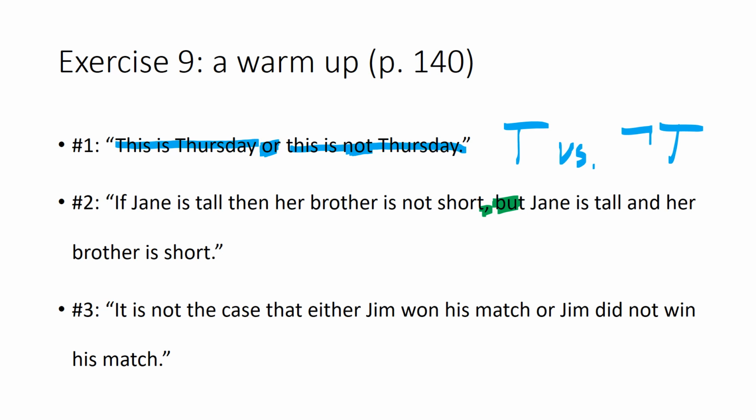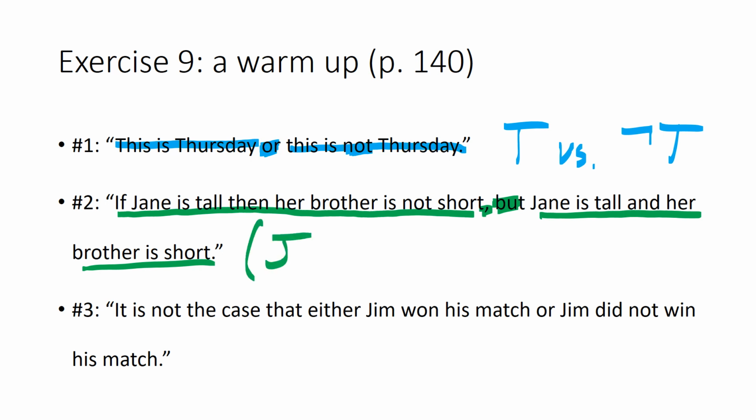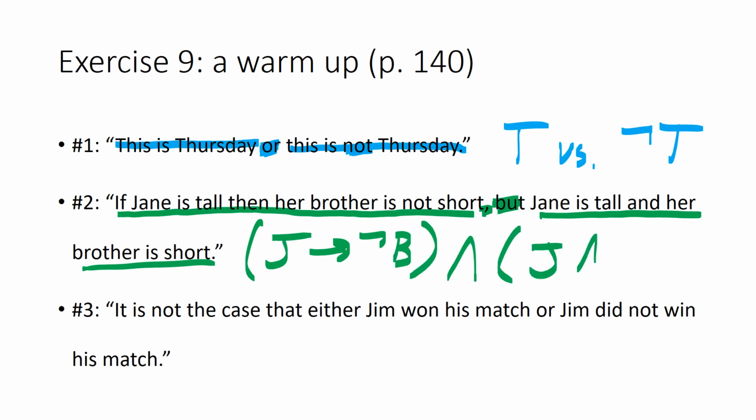So here we have this conditional, this if then, and this is combined with this conjunction. So if we wrote that out in symbolic notation, we'd have something like, in parentheses, if J then not B, close parentheses, and parentheses, J and B, close parentheses. And here we can see there's a contradiction because we have this B and this not B.